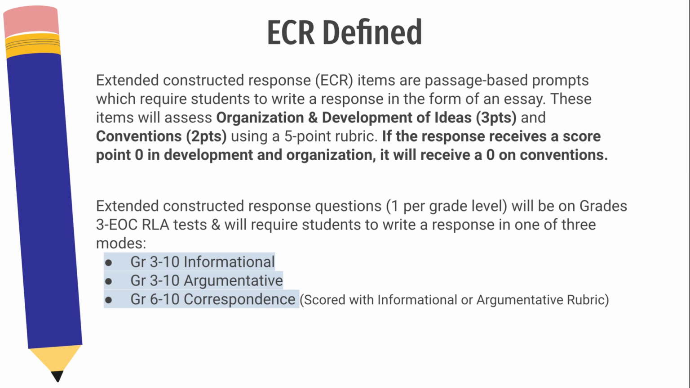These items will evaluate organization and development of ideas, worth 3 points, and conventions, worth 2 points, using a 5-point rubric. Something important to note, if a response receives a score point 0 in development and organization of ideas, then it will automatically receive a 0 on conventions. You may be asked to write a response in one of three modes: informational, argumentative, correspondence.